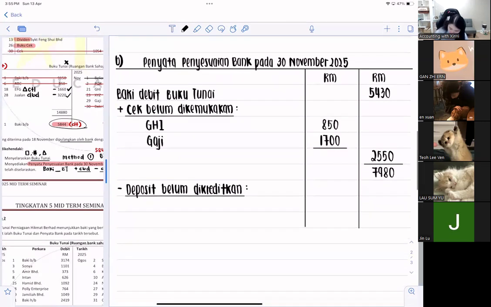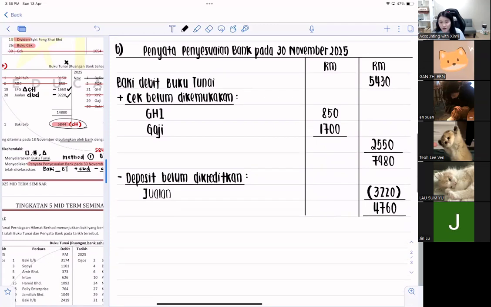Now for deposit belum dikreditkan, we have jualan, that is 3220 minus. And now our final mark to be scored is to write your answer. 7980 minus 3220 equivalent to 4760. Now, if you are too happy, you stop here, then, guys, you will lose your mark.